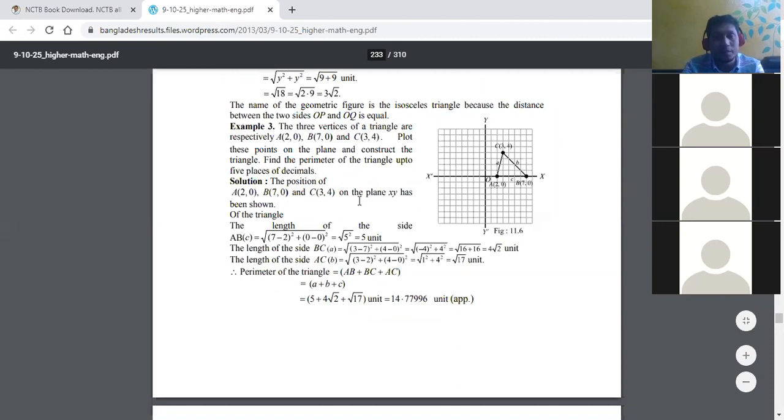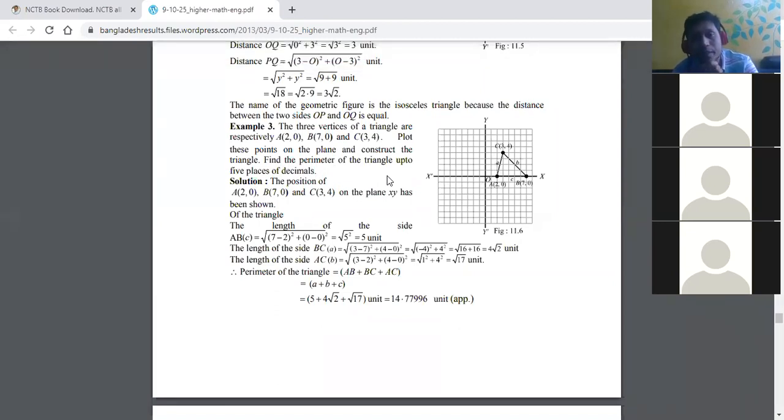So plotting is completed. Now the other question says find the perimeter of the triangle. By joining them, a triangle will be formed, which is ABC. We have to know the perimeter. You must know the distances AB, AC, and BC. So the distance formula must come here.